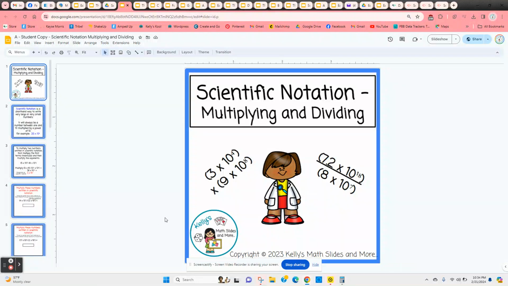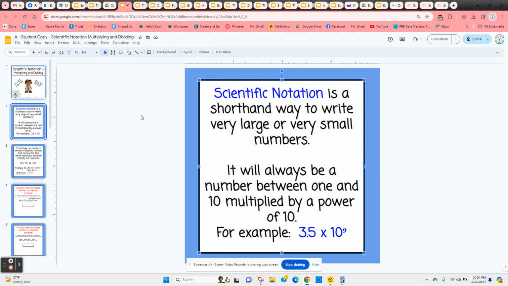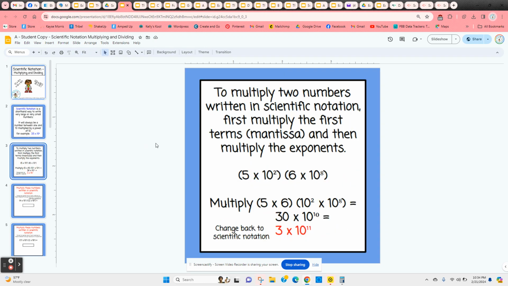Scientific notation, multiplying and dividing. This is a digital lesson, and this lesson comes after students already know how to change numbers to scientific notation and then how to change them from scientific notation to standard form. So it starts out with just a review of what scientific notation is, and then it shows them how to multiply. So we've got two numbers here written in scientific notation.